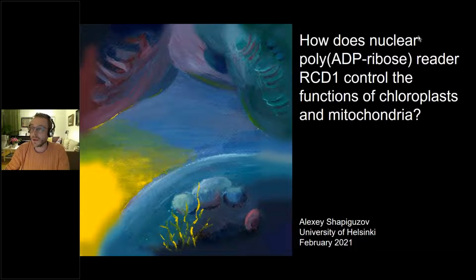So I will talk today, switching the gears really a lot from what we've heard in the previous talk, about the nuclear protein RCD1 in Arabidopsis. In this first slide, you can see the nucleus and RCD1 sitting in this nucleus in this yellow bush that is, I tried to draw, poly-ADP-ribose. And on top, you see the energy organelles, mitochondria and the chloroplast.